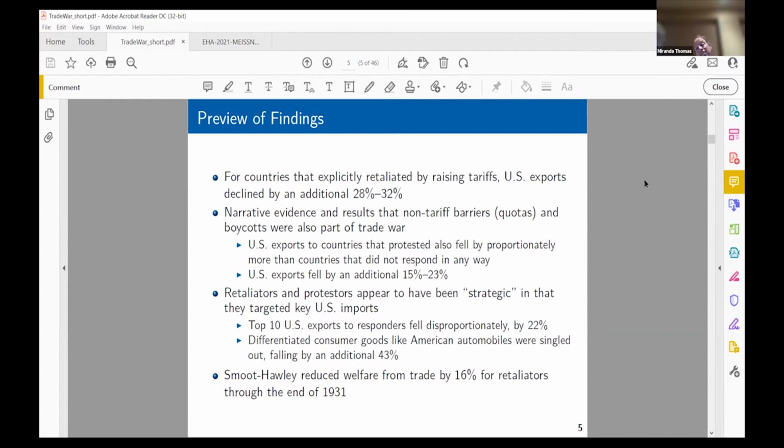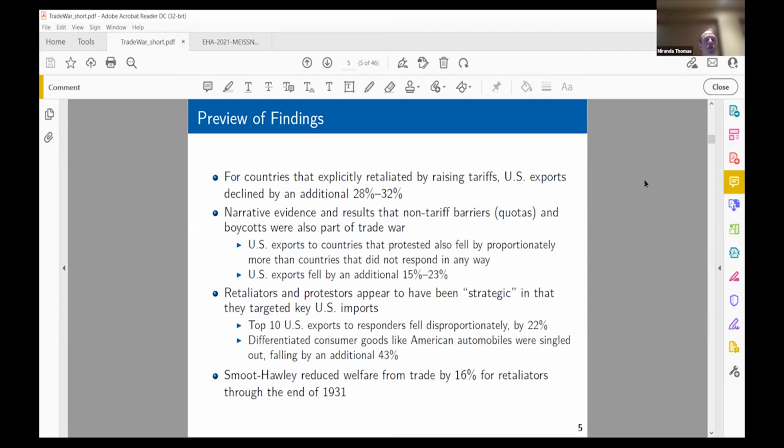Exports to those countries, or the imports into those countries that retaliated from the U.S. are going to fall by an additional 28 to 32%. And that's above and beyond the general decline that's taking place. In other words, the null here would be that exports are declining everywhere during the Great Depression, and this is an additional fall of roughly 30%.